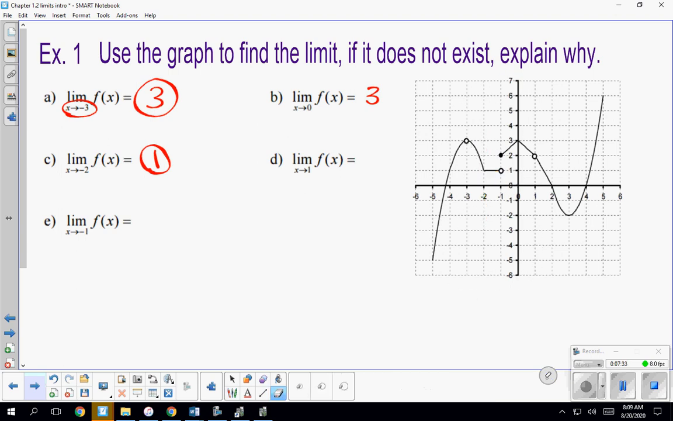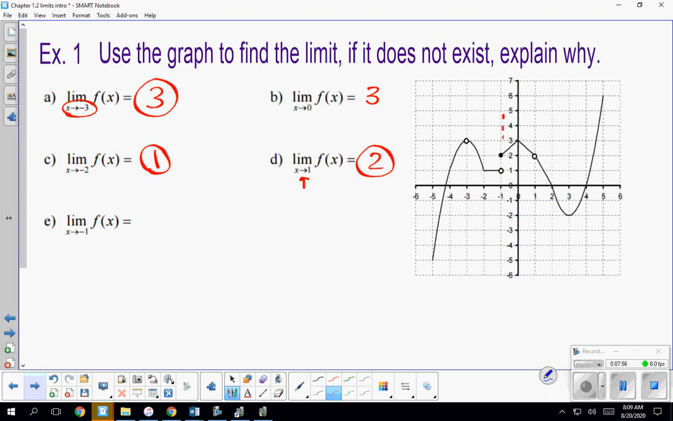As x approaches 1, again, that open circle means nothing. I don't want to get there. I don't want x to equal 1. I want to get really, really close to 1. So as I come in on the left and the right, both of those are approaching y equals 2. So that's my limit. And finally, for part E, we're going to look as x is approaching -1.